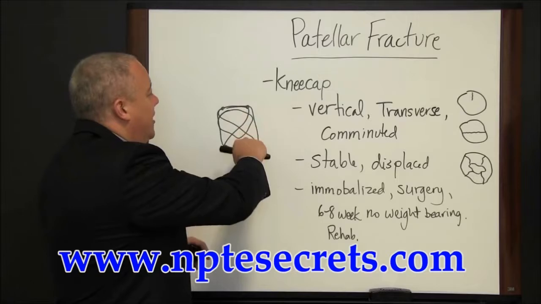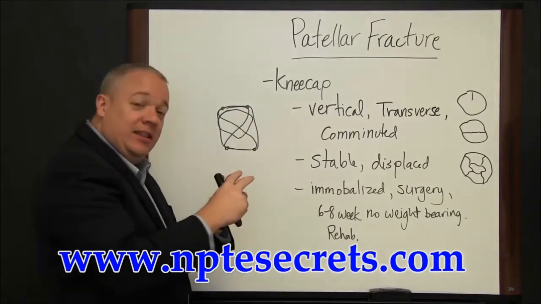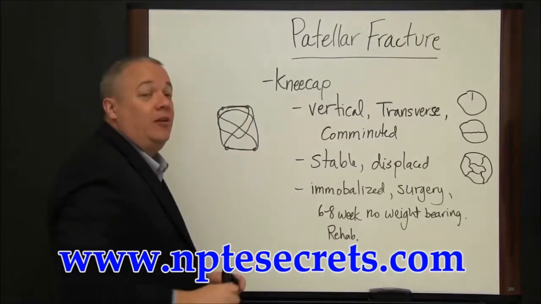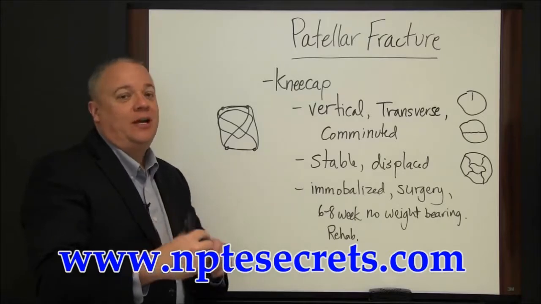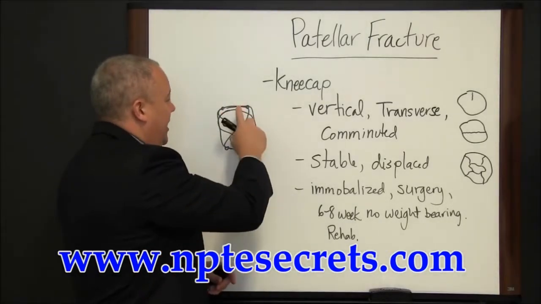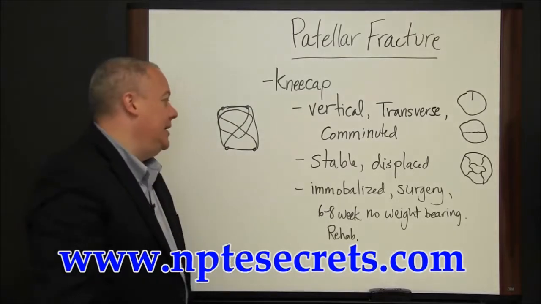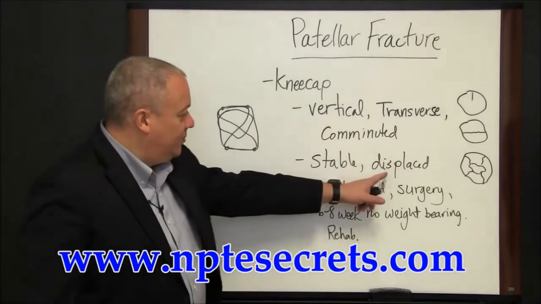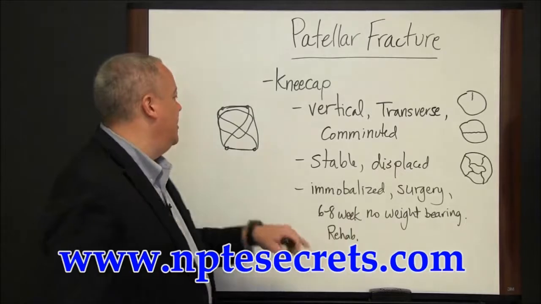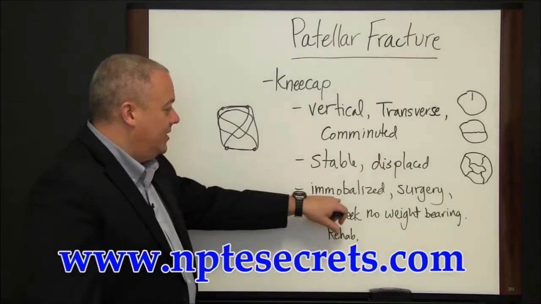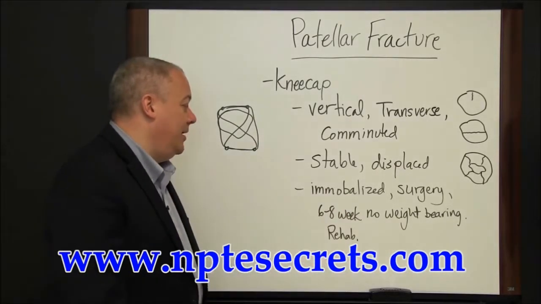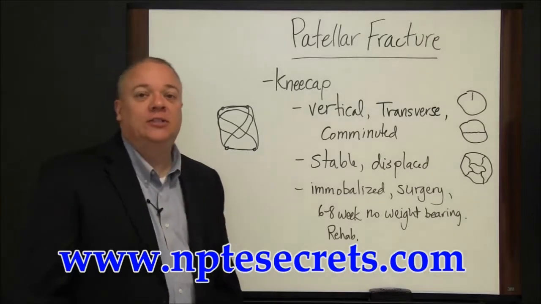But you've got to keep tension on the area, because basically if you don't tie everything together, then when the quadriceps flex, you pull the pieces apart again. So you pin it, put tension on it in this figure 8, which holds it all together while it heals. So for the displaced form, where it comes apart, or comminuted, you usually need surgery. Once again, immobilized, no weight bearing, and then the rehab follows.